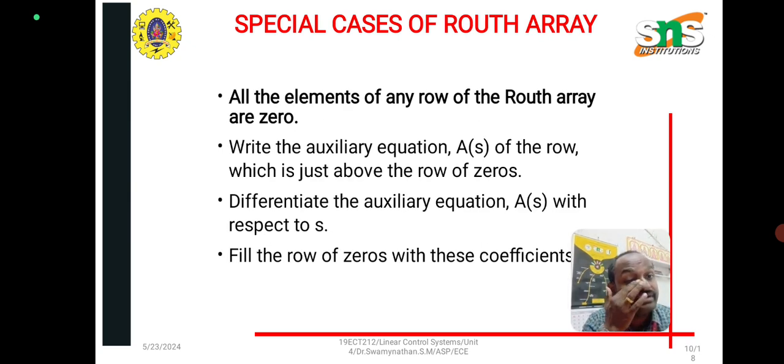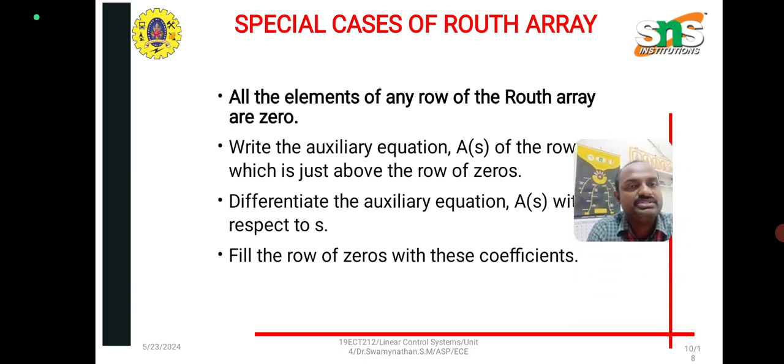If all the elements of any row of the Routh array are 0, write the auxiliary equation from the row above the row of zeros, and differentiate the auxiliary equation with respect to s. Then fill the row of zeros with these coefficients.